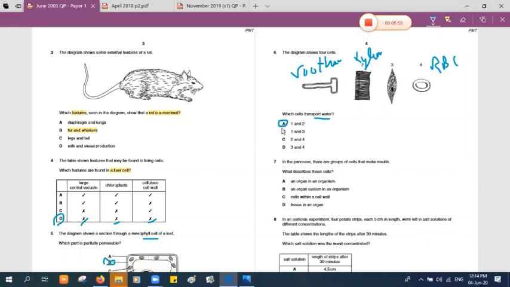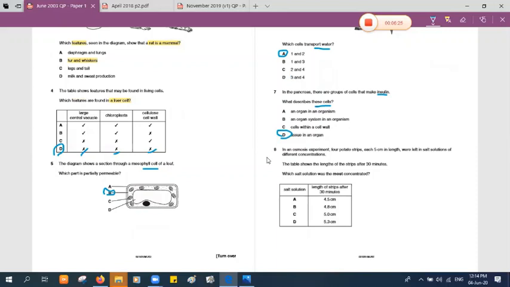Move to number 7. In the pancreas, there are groups of cells that make insulin. What describes these cells? Okay, an organ in an organism, an organ system in an organism, cells within, and here, tissue in an organ. So yes, D, perfect, thank you, it is D.